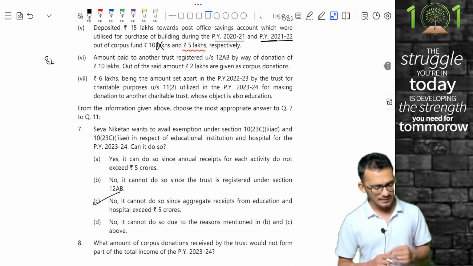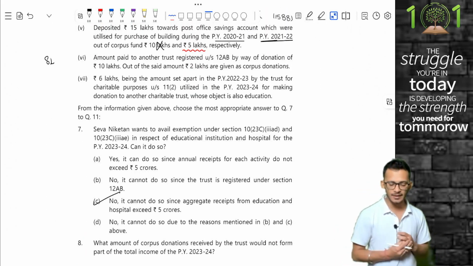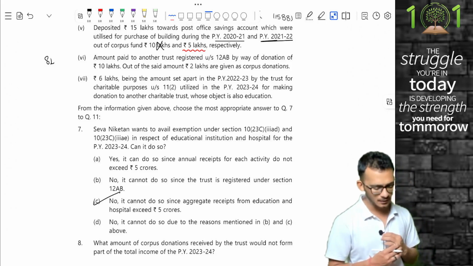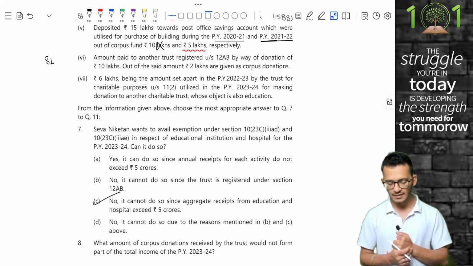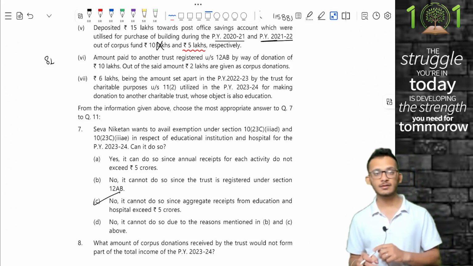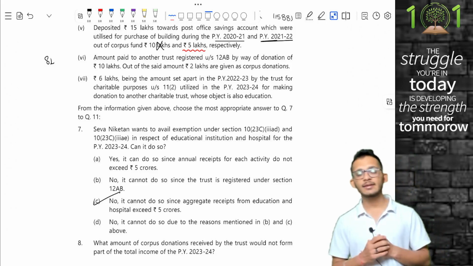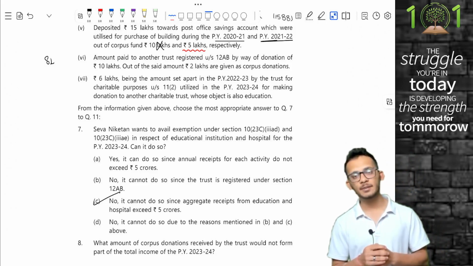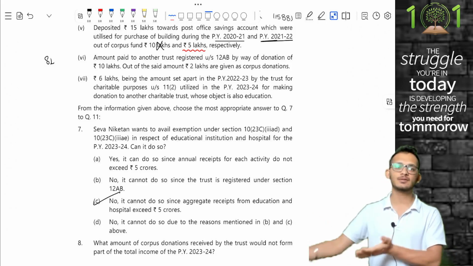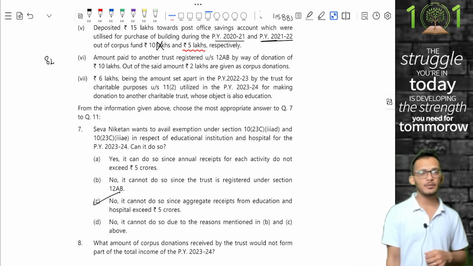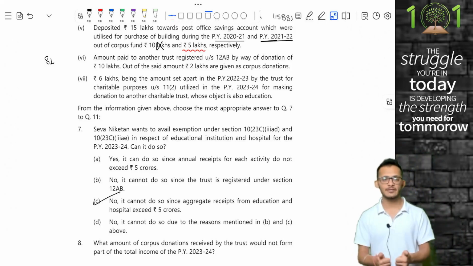Last item. 6 lakhs being an amount set apart in the 22-23 by the trust for charitable purposes under 11.2 is utilized in 23-24 for making donation to another charitable trust whose object is also education. In 22-23, you are not able to utilize your whole 85% as application, and therefore you had set apart some amount. That set apart would have been done for some specific purposes.